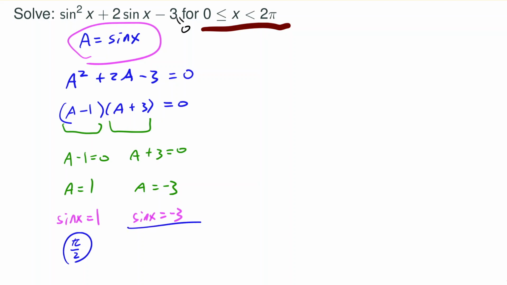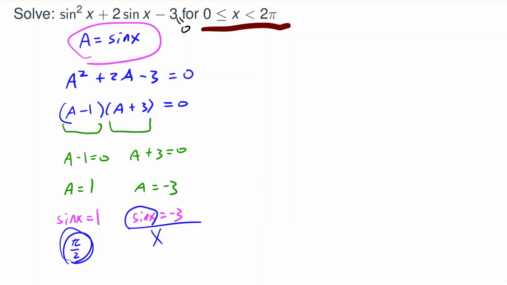And here, sine x can never be negative 3, right? We can also know this by looking at the sine graph. The sine graph goes as low as negative 1. It does not go below negative 1. Of course, unless there's a transformation, but the sine graph itself, the lowest it can be is negative 1. So this does not give us any answer. So we only have one answer for this problem, pi over 2.